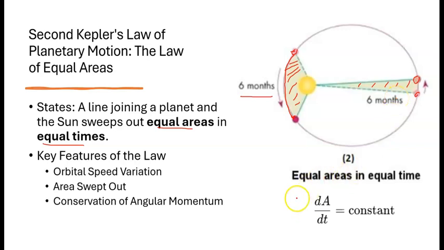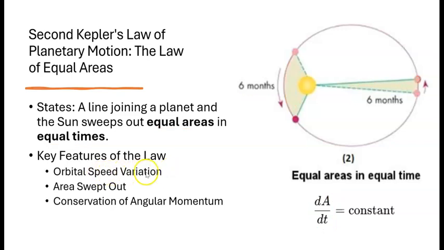Mathematically we describe it as dA over dt is constant. The change of area over change of time is constant, where A is the swept out area. The key feature of this law is orbital speed variation as the area is swept out, and it is also related to the conservation of angular momentum.